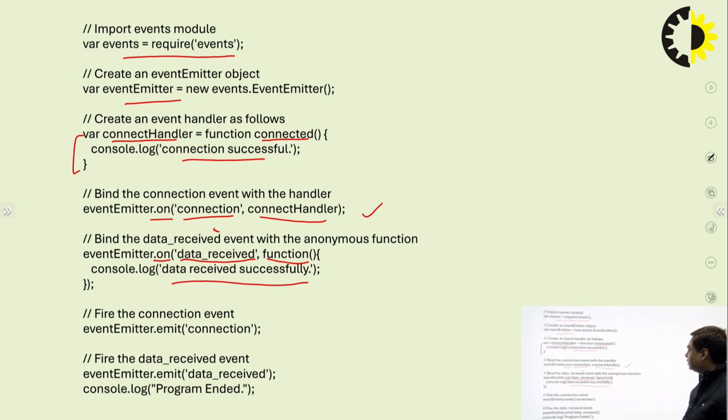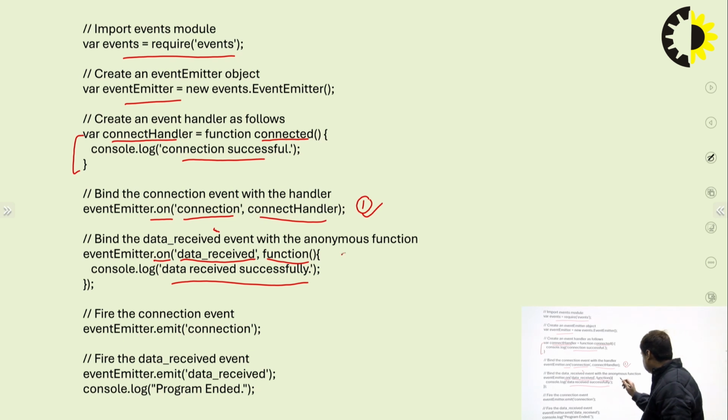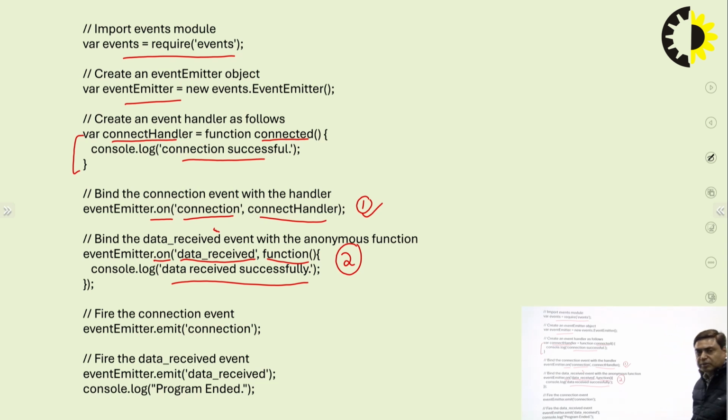So here you can see this is event 1. The name of the event is connection and the name of the callback function or event handler is connectHandler. Next, this is the second event. The name of the event is dataReceived and its callback function, or you can say event handler, is defined as a part of the argument of this on method. So the binding approach has been completed.